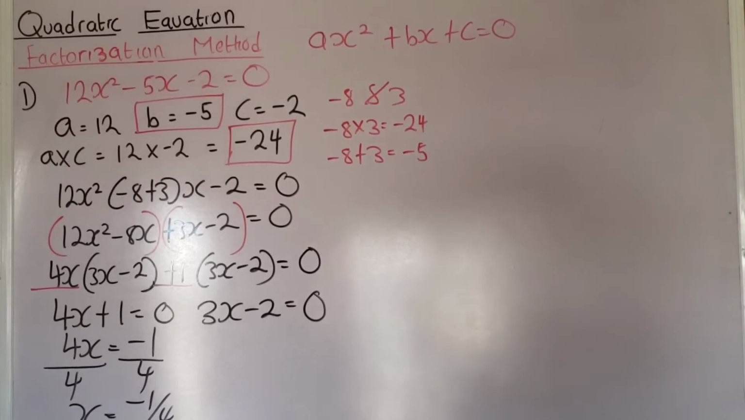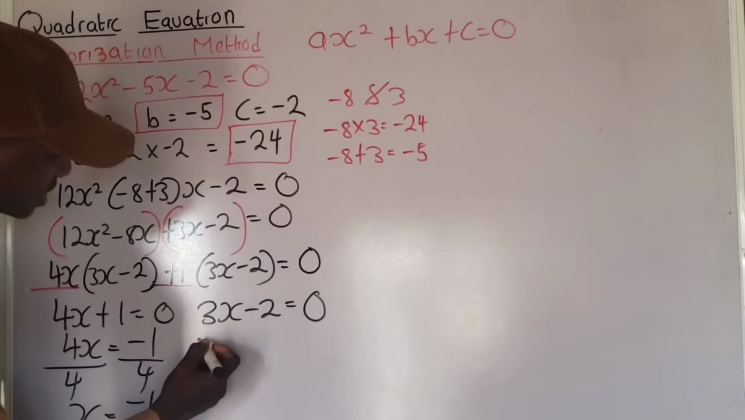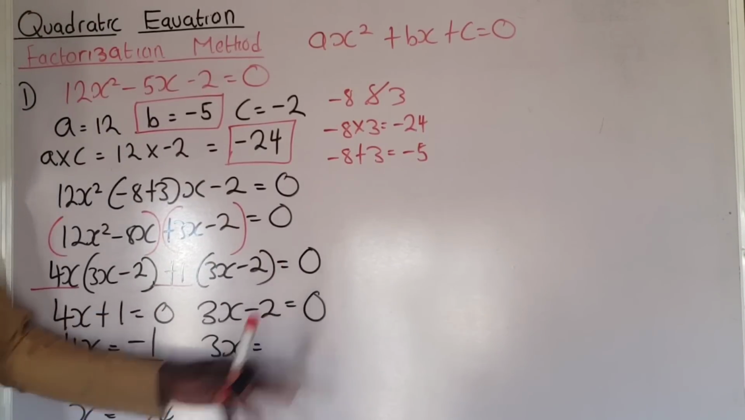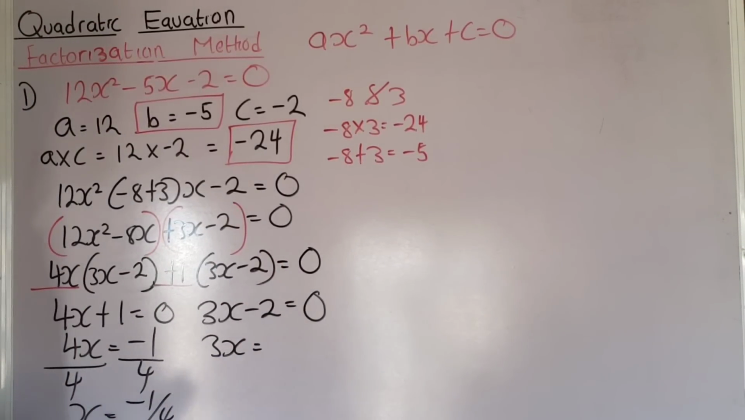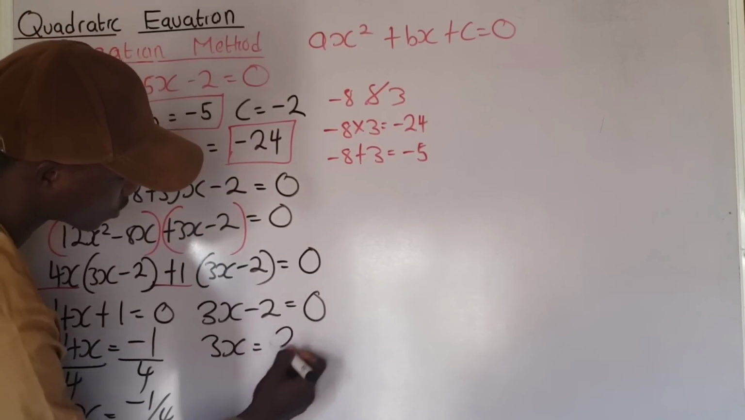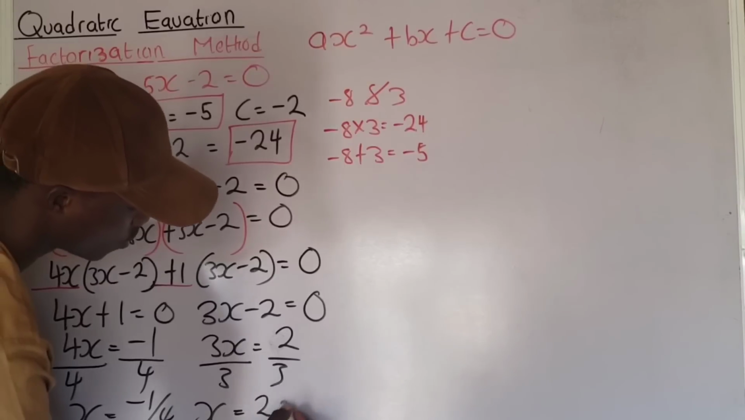Okay? For the second part, we have 3x minus 2 equals 0. For this, I'm going to have 3x equals, if this negative 2 crosses the equals sign to the right hand side of the equation, plus 2. So there's no need of putting plus, equals 2. Divide both sides by 3. x equals 2 over 3.